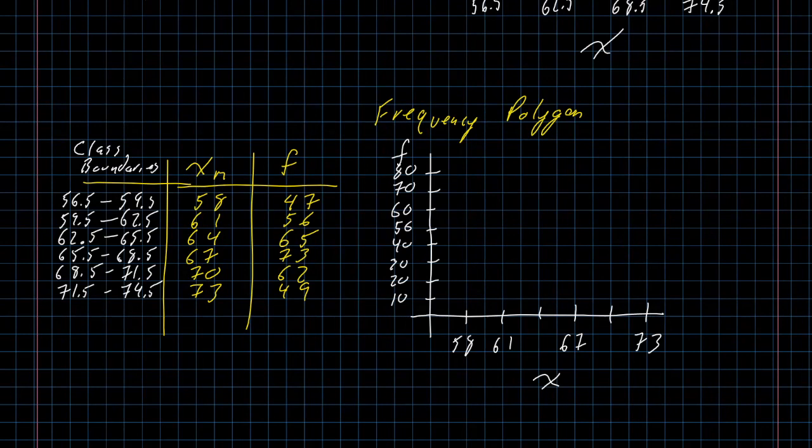And if the histogram is the continuous analogy of a bar graph, the frequency polygon is the continuous analogy of a broken line graph. And in fact, with this few number of classes, it really looks like a broken line graph. If there were more classes, you would start to see this become a nicer looking curve.